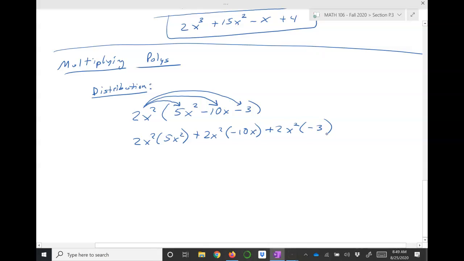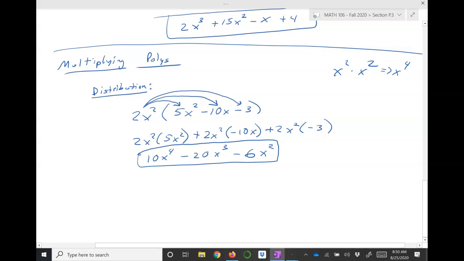So now you just go ahead and multiply everything out. So we have 2x squared times 5x squared, so that's a 10x to the fourth, right? Because we know when you do x squared times x squared, when you're multiplying, you add the exponents, right? That's a Section P.2 thing. And then we have a negative 20, and then this one will be x cubed, because it's x squared times x. And then the last term will be negative 6x squared. And that's our final answer.